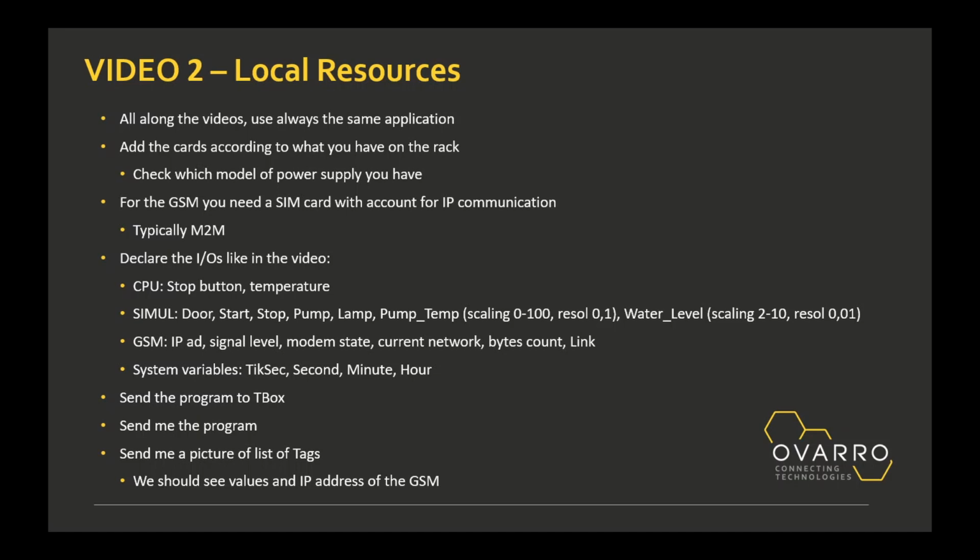Declare the IOs like in the video, so the CPU, the simulation card and the GSM, and the system variables. Send the program to T-Box. Send the program by mail. Send a picture of the list of tags in which we should see the values and the IP address you have received from the GSM.